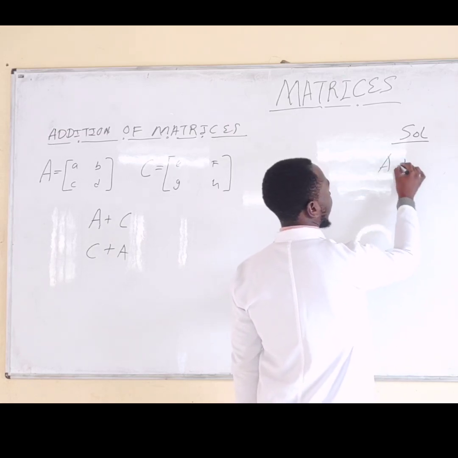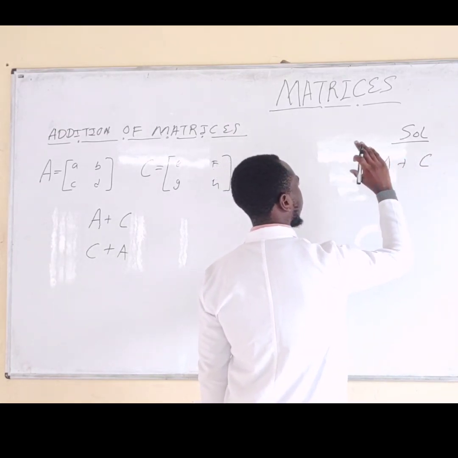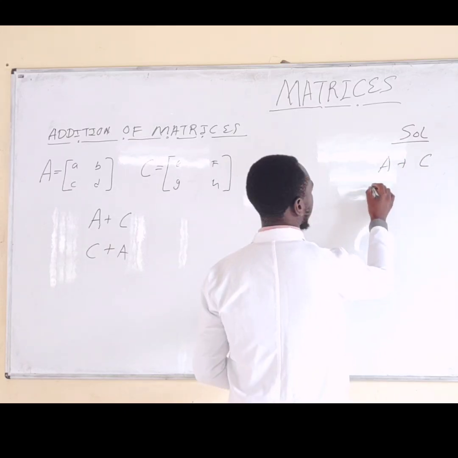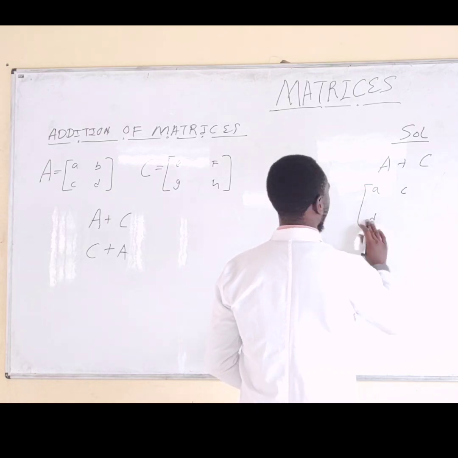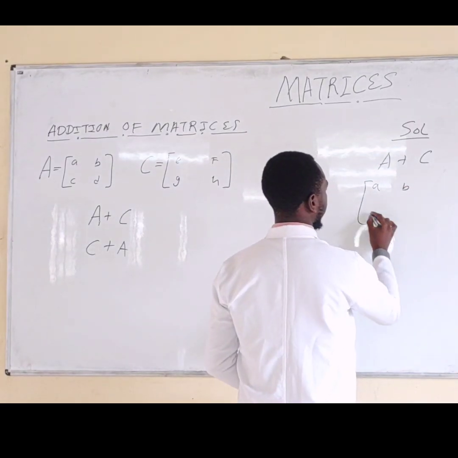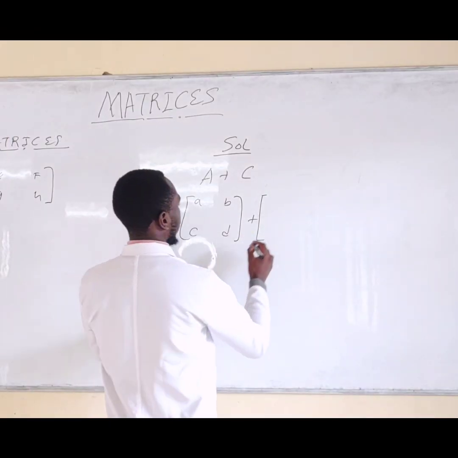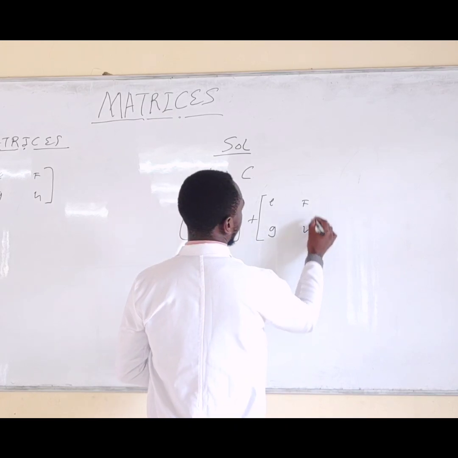Solutions here, A plus C. First thing that you have to do is to write the matrix of A, because A is the one that is in front. So your matrix A is what? Is A, B, C, D, something like this. Plus, there you are going to have E, F, G, H.